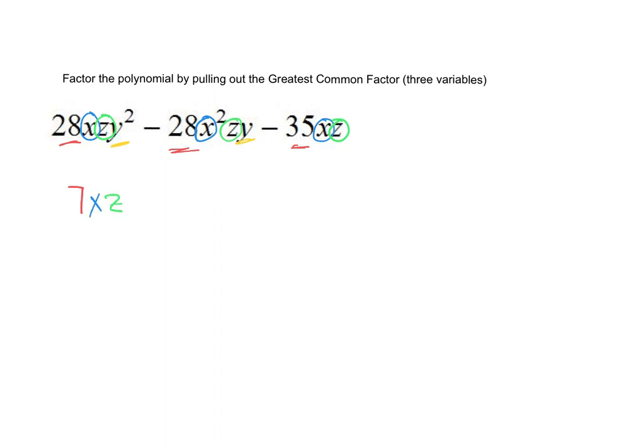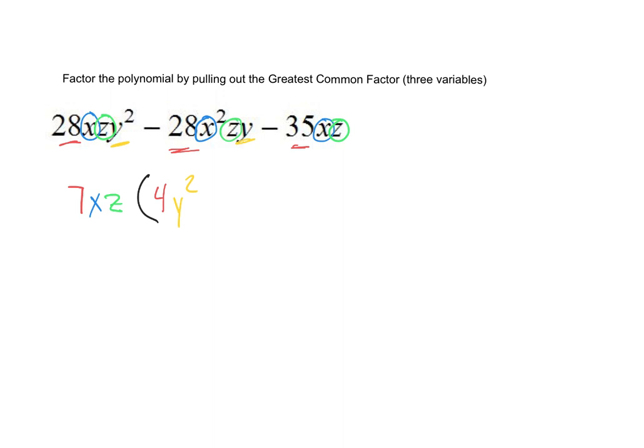And then I'm going to see what's left over. So 28 divided by 7 gives me 4. X divided by x, or if you factor out an x, leaves me none. Z, and I factor out one z, leaves me none. So then I'm just left with y squared.